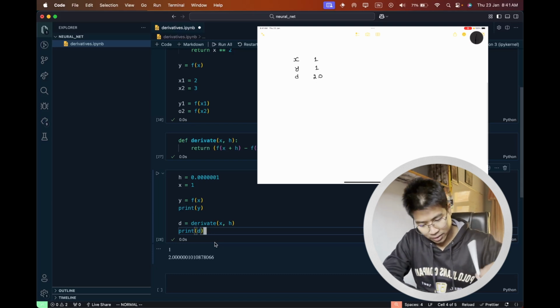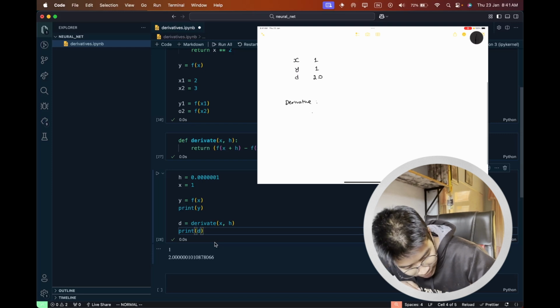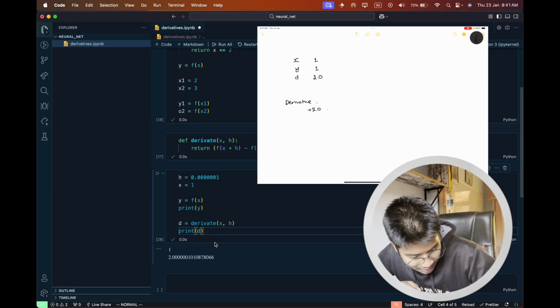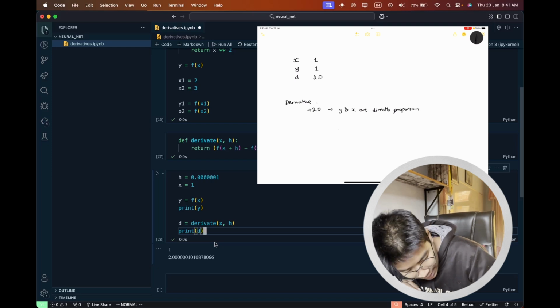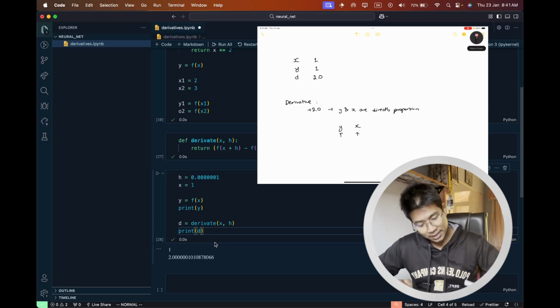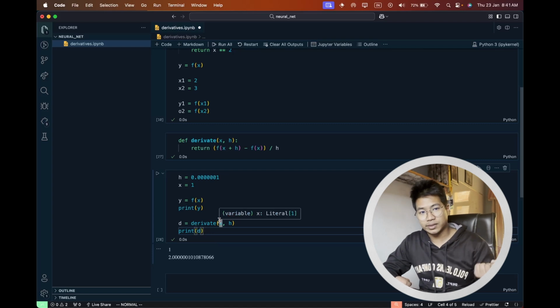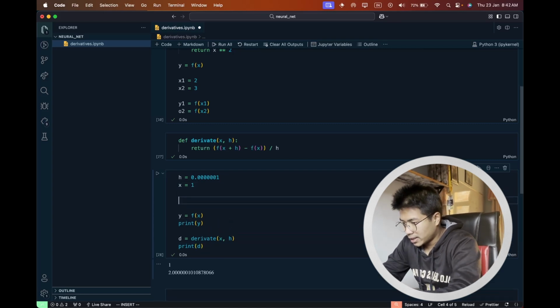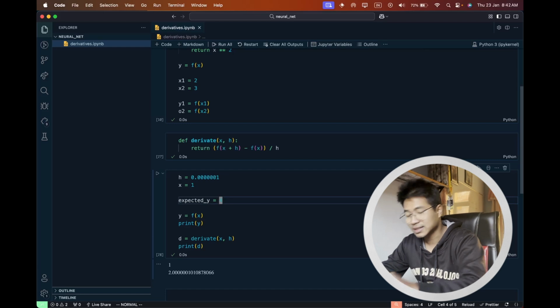Let me actually write that down. The derivative over here is a positive 2.0, right? That means that y and x are directly proportional. This means that if I increase my x value, I will see an increase in my y value. Does that make sense? Now let us suppose that we expected our y value to be, let's say, 4. Okay, does that make sense?